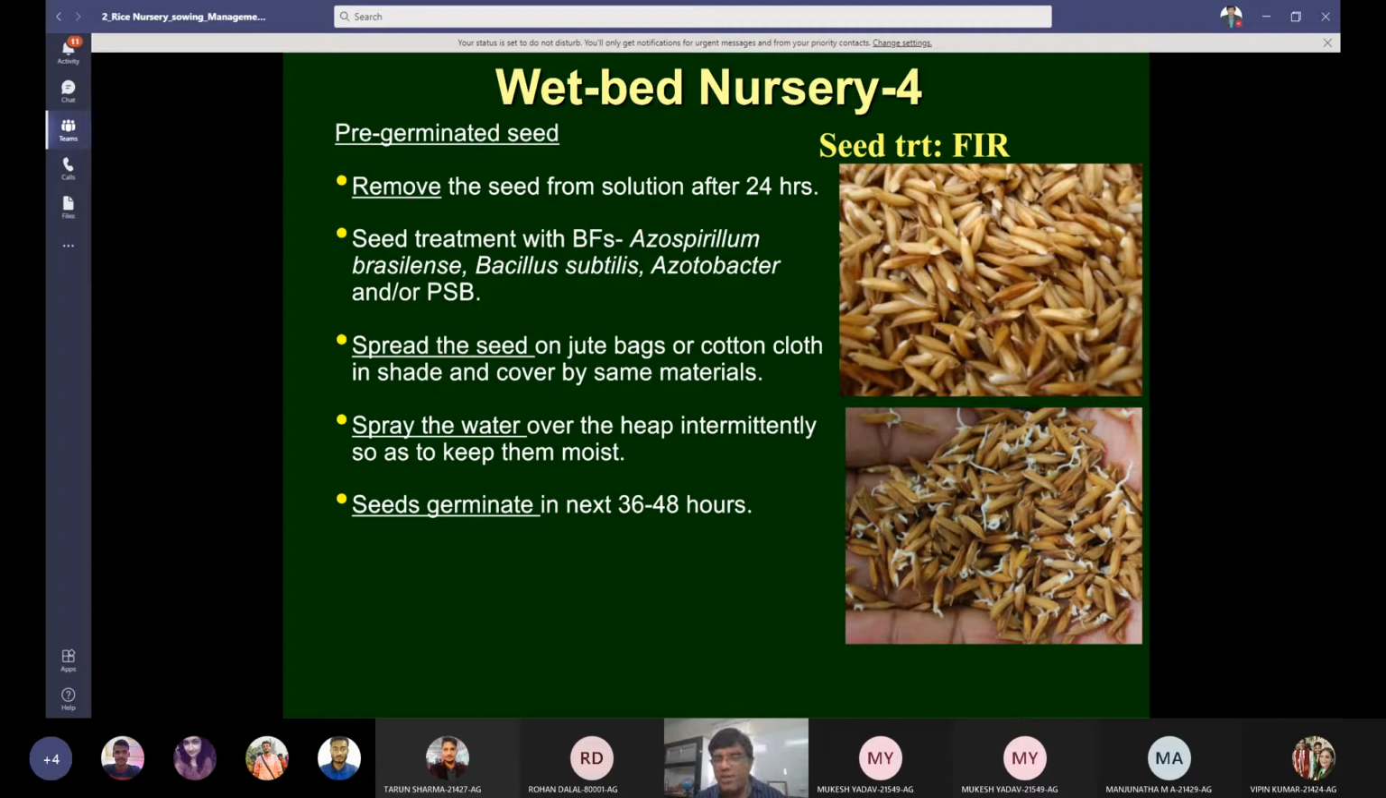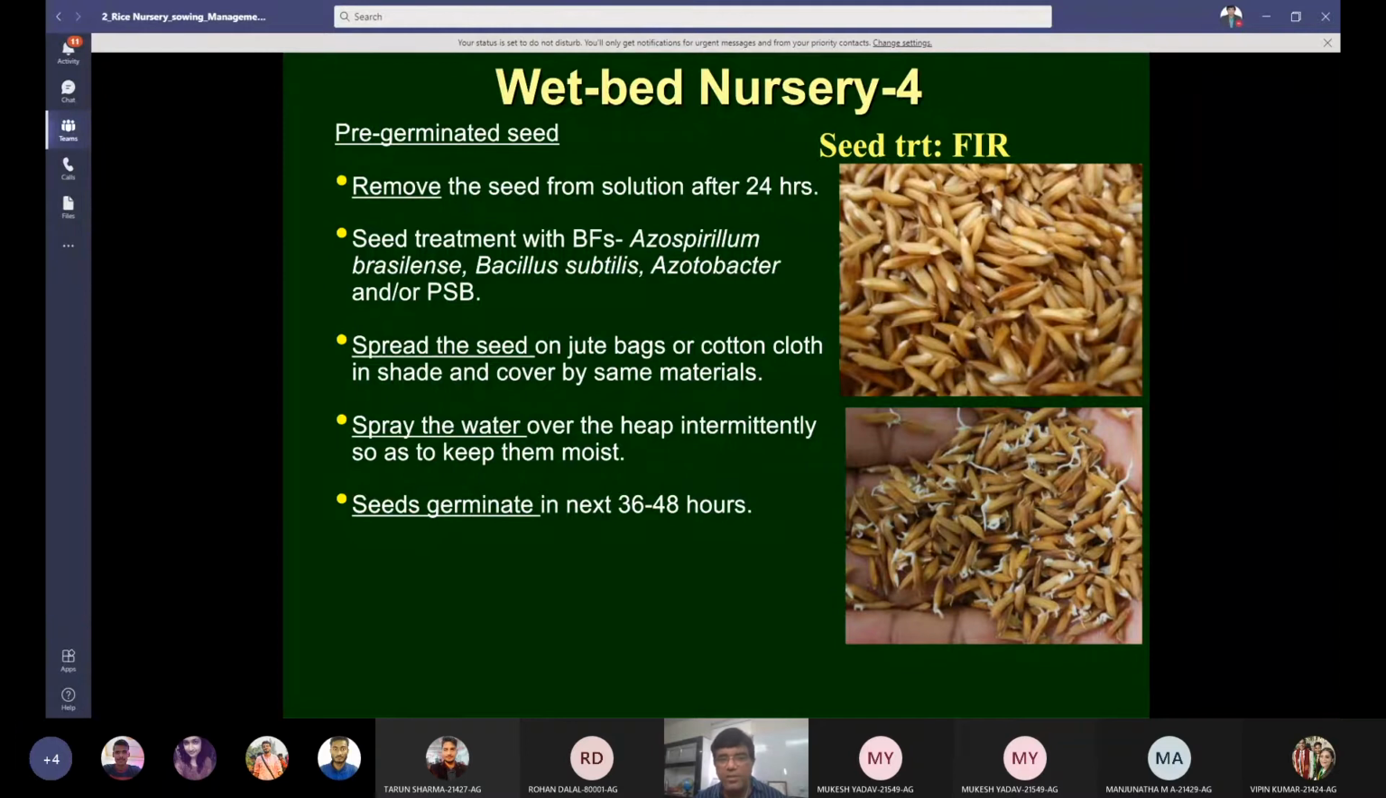If you are interested in bacterial treatment or biofertilizer treatments, then you can use Azospirillum brasilense, Bacillus subtilis, Azotobacter or PSB. It is a very interesting fact that these kinds of bacteria do not affect each other. So one can use 2 or 3 kinds of biofertilizer together also. They will not affect each other. So in rice, it is better to go for Azotobacter and PSB. Both of these can be used together.